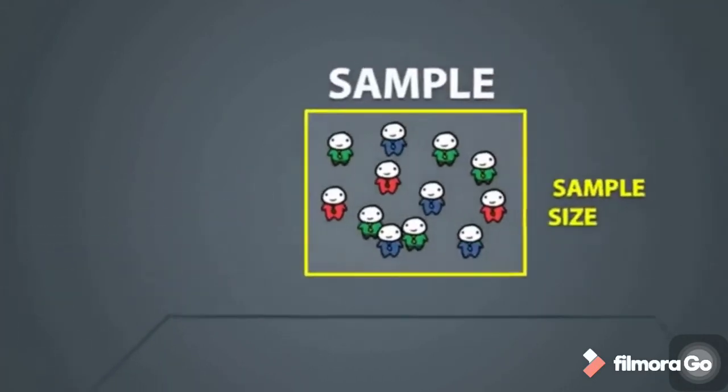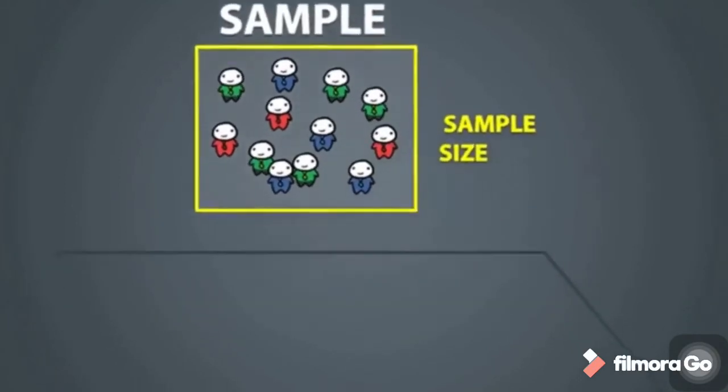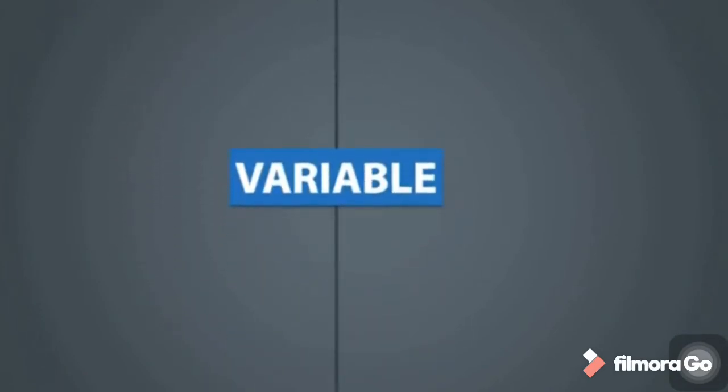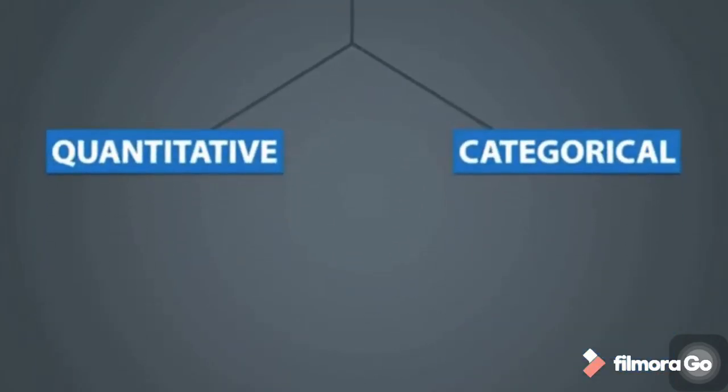A sample refers to a small part of the population that we examine and extract information from. The total number of things in a sample is called the sample size. What we measure from each individual is the variable of interest. The way we measure these variables lets us know if the variable is quantitative or categorical.